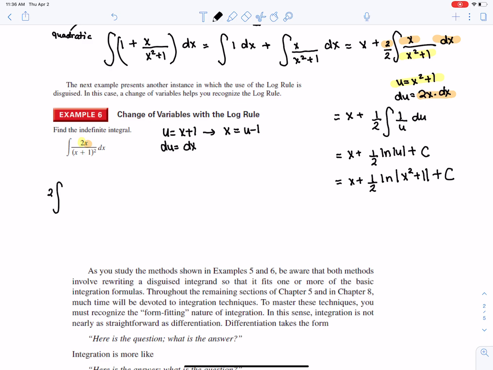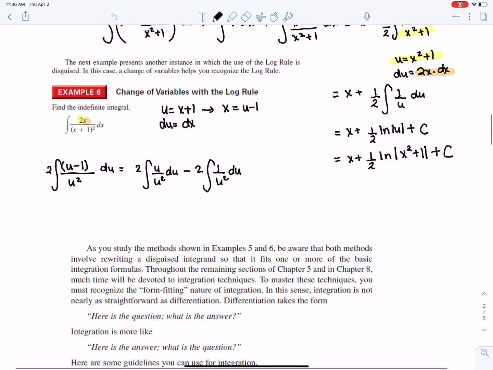So I'm going to come back. The 2 still stays with my integral. I'm going to pull it on the outside because it's just a constant. This becomes u minus 1 for the x. My du and dx are identical, so I'm just going to add a du there. And my denominator was u squared. So you can see this is a little bit of a funky integration, but it still works because I can break up the fraction. So u over u squared du minus 2 integral 1 over u squared du.